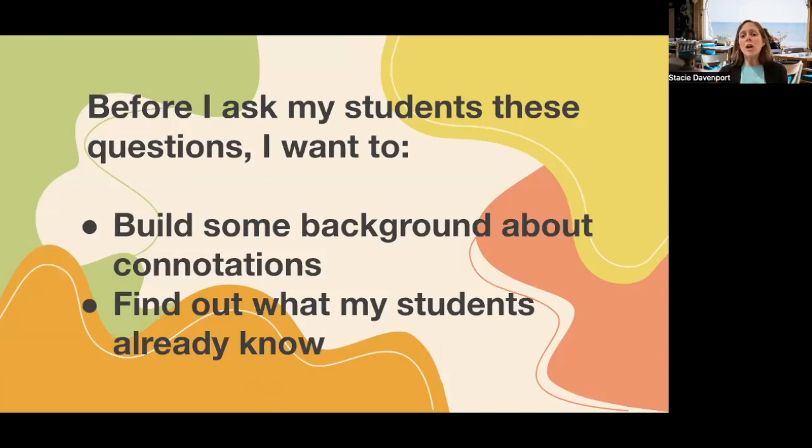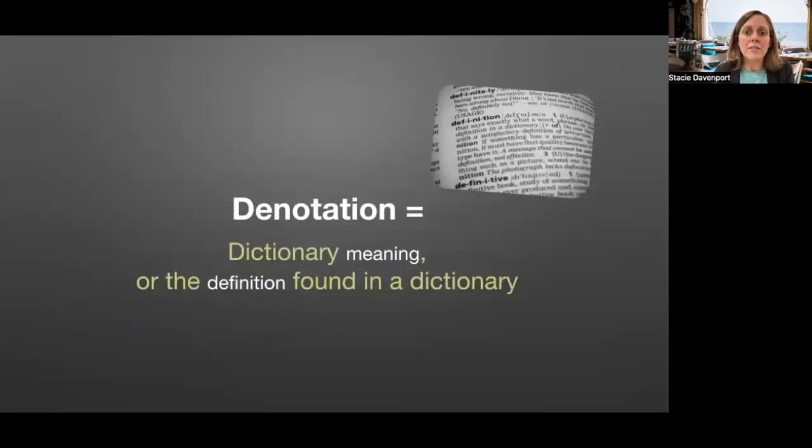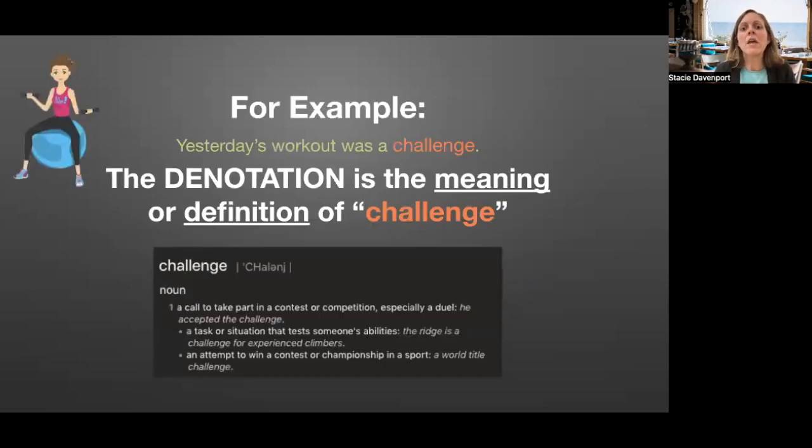So before I ask my students these questions, I want to build some background about connotations, and I want to find out what my students already know about connotations. So I might do something like this. I might tell them denotation is the dictionary meaning or the definition that we find in a dictionary. For example, yesterday's workout was a challenge. This is the denotation, the meaning or the definition of challenge. So here it is in a picture. You can see it in a dictionary format so they can know that a denotation is the dictionary meaning.